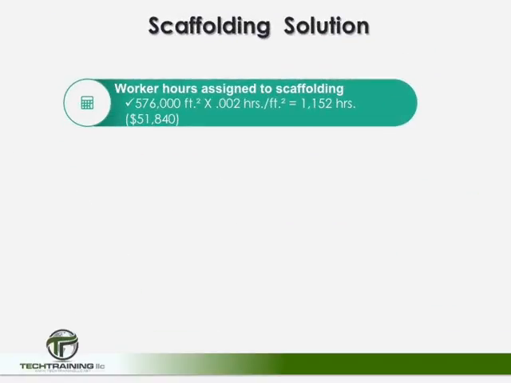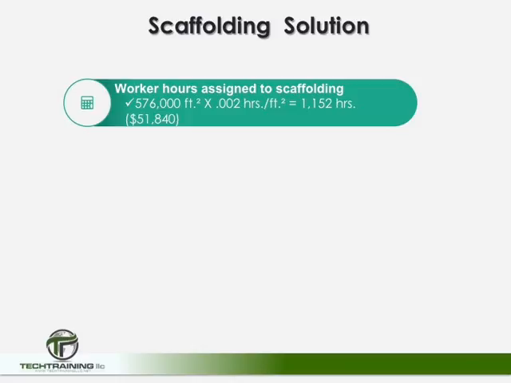So here, the first thing that we want to do is determine how many hours are required to erect the scaffolding. Well, we know that the surface area of the building is 576,000 square feet, and we also know the production rate of 0.002 hours per square foot. So if we multiply the 576,000 square feet by the 0.002 hours per square foot, we wind up with 1,152 hours required to erect the scaffolding.